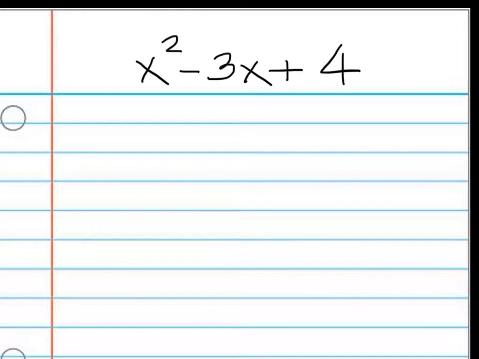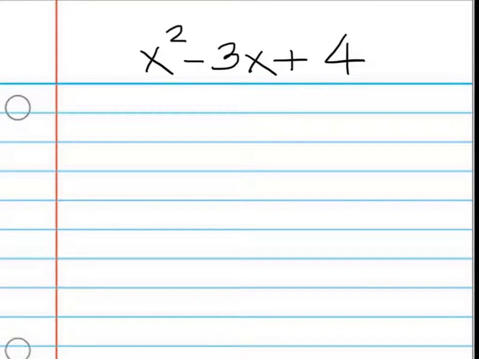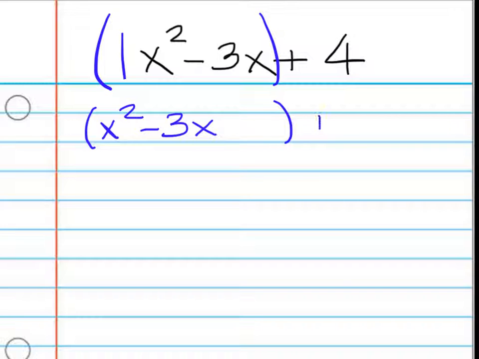I'm going to complete the square on this problem. Do I have anything other than 1 beside the x squared? No. So I have to group these two together and come up with x squared minus 3x, leave a space, and then plus 4. What is half of 3? 1.5, or I can make it 3 over 2.